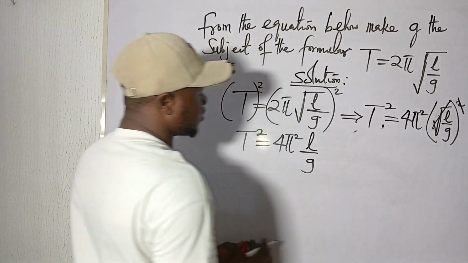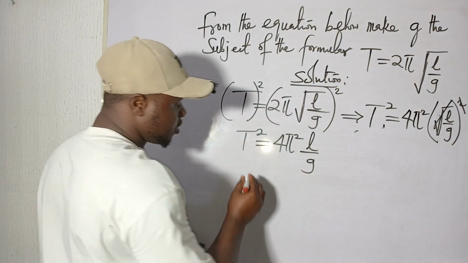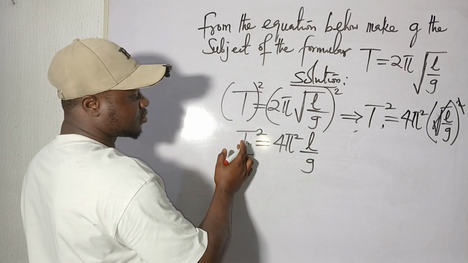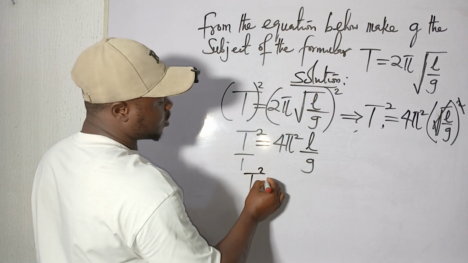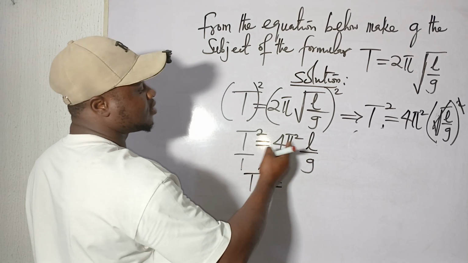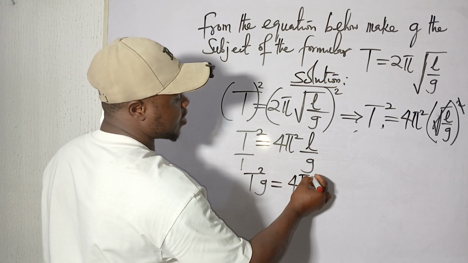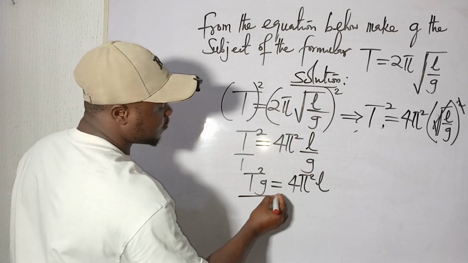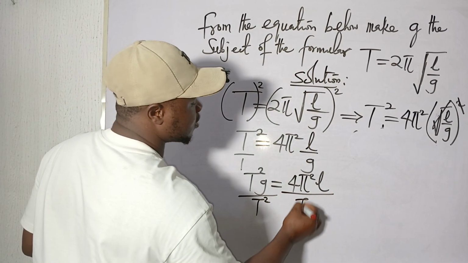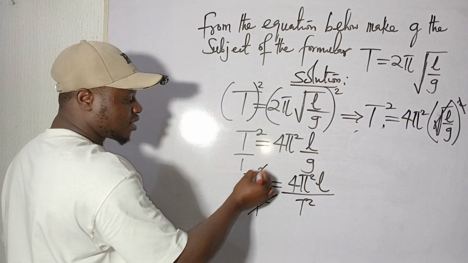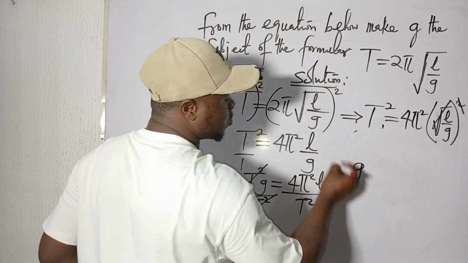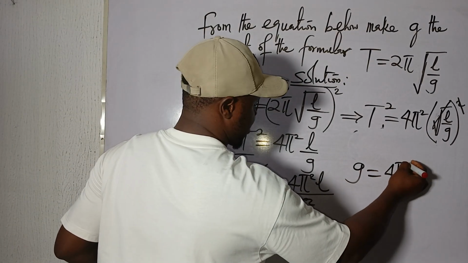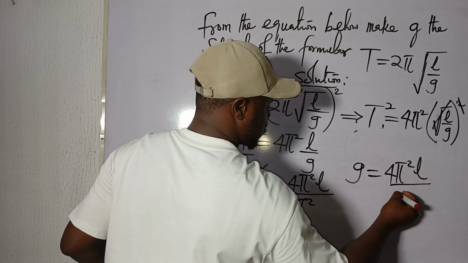Because of that, from here, this is 1 over 1, we can cross multiply. This will give us T square G equal to 1 times 4 pi square L. So how am I going to get the value of G? By dividing here by T square. Divide here by T square. So this T square will cancel T square. We are left with G, which is equal to 4 pi square L over T square.